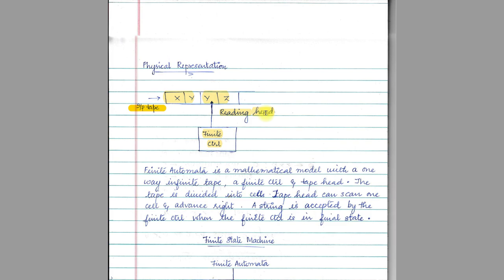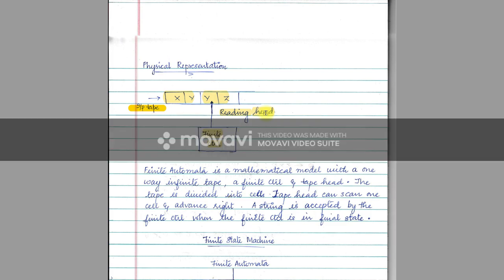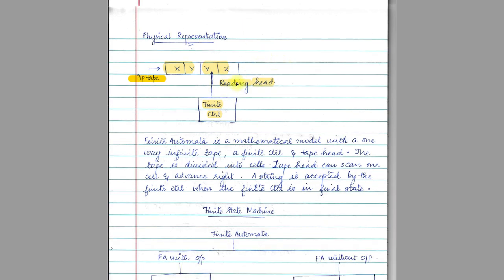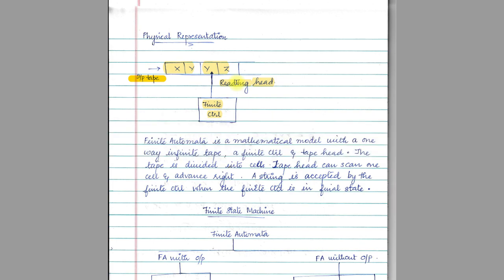Once it finishes scanning a symbol, it moves to the next state with respect to the input symbol, and moves to the right. A tape head can always scan one cell and advance to the right. And when is the string acceptable? The string is acceptable only when it reaches the final state. So a string is acceptable by the finite control when the finite control is in the final state. That is the physical representation of the finite control.